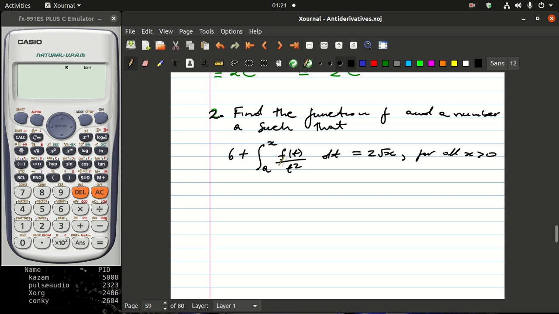This is not hard, because once you have a function here and you have an integral somewhere there, we can use the fundamental theorem of calculus. So the first thing that we need to do here, let's take the first derivative here. This is the solution.